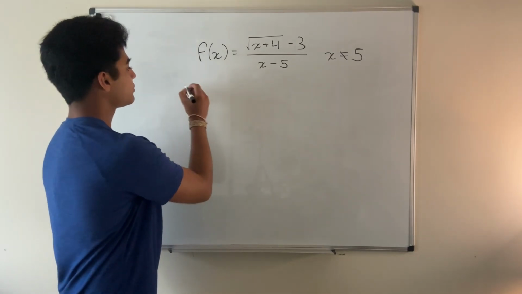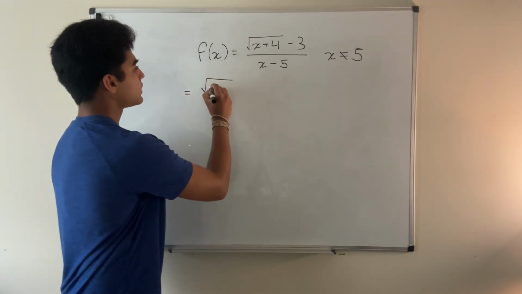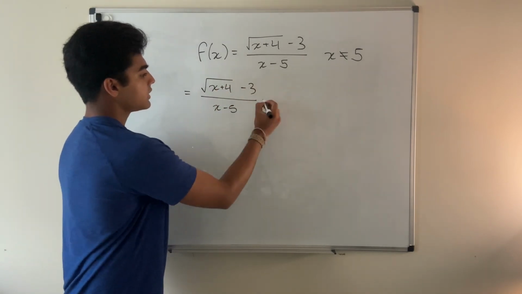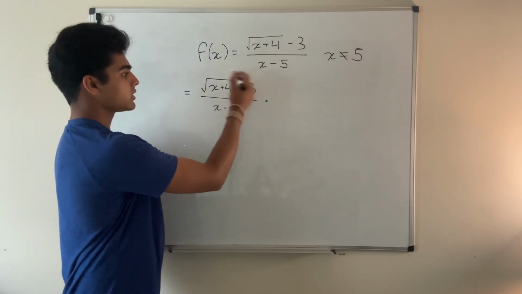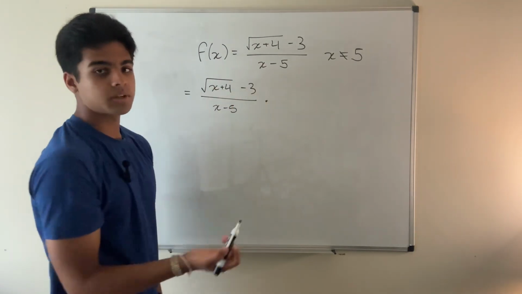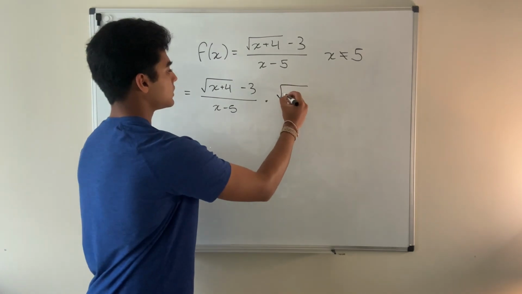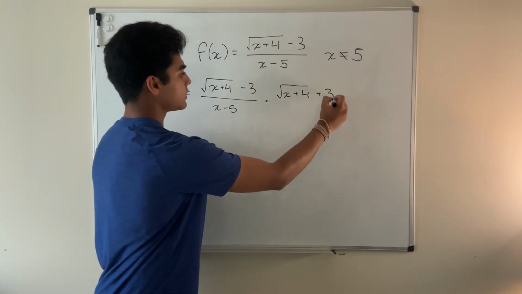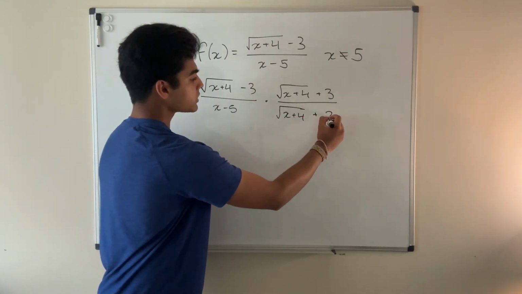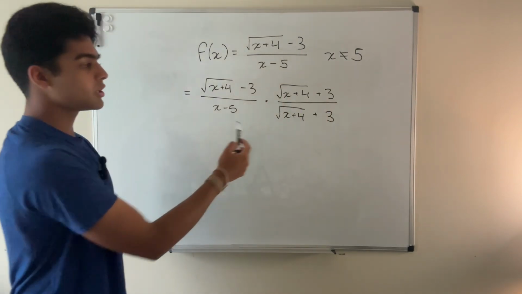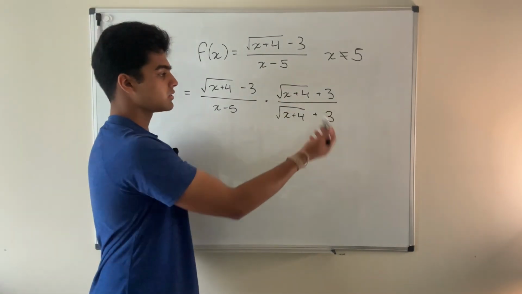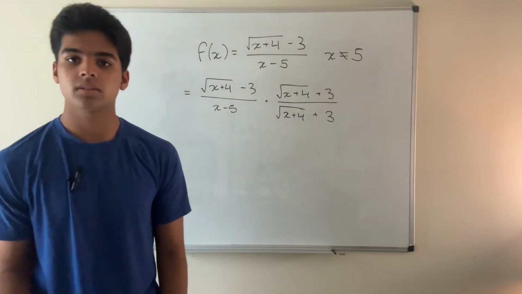So we can start off with root x plus 4 minus 3 over x minus 5. And then we'll multiply this by the conjugate of the numerator. The conjugate is basically the same exact expression, except the sign is flipped. So this would become root x plus 4 plus 3, over root x plus 4 plus 3 again. And we can do this because we're multiplying both the denominator and the numerator by the same thing, so it's basically the same as multiplying by 1, because it's the same thing divided by the same thing.